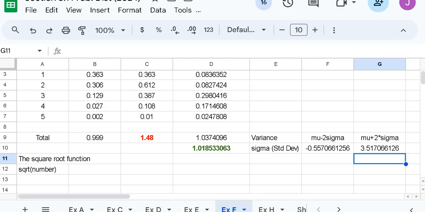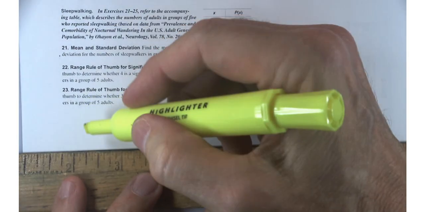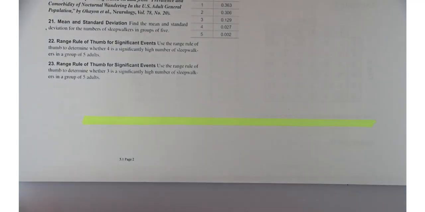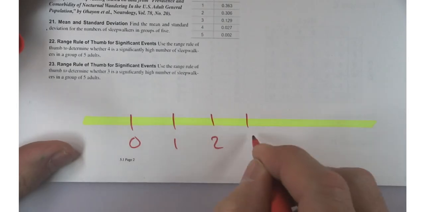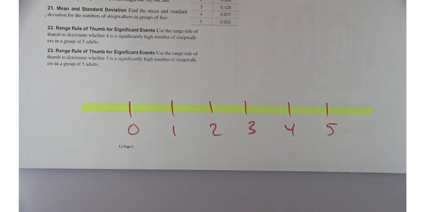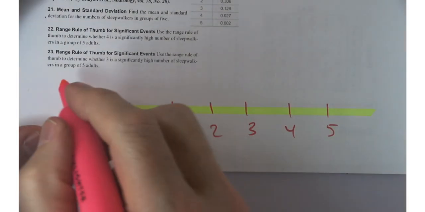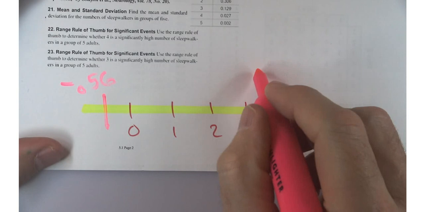So the possibilities that we could get from this experiment were anything between 0 and 5. All right, so let's write down those possibilities. So that was 0, 1, 2, 3, 4, and 5. That's how many people in a group of 5 that we could see as sleepwalkers. Now, significantly low started here at negative 0.56. Significantly high started here at 3.52.